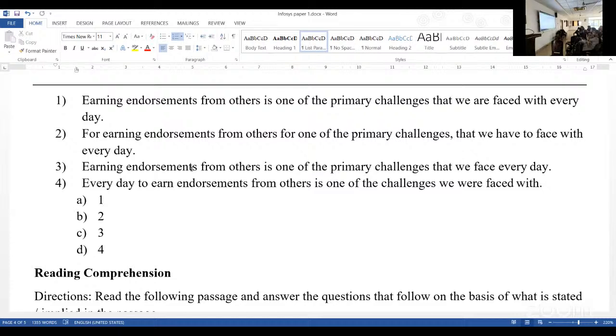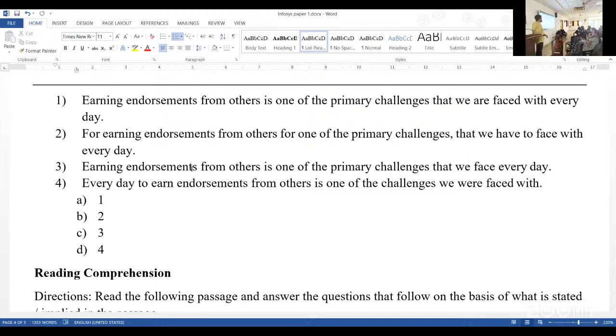Straight answer you can find. Why? Very good. All are on the same boat. Very good. C is the answer.